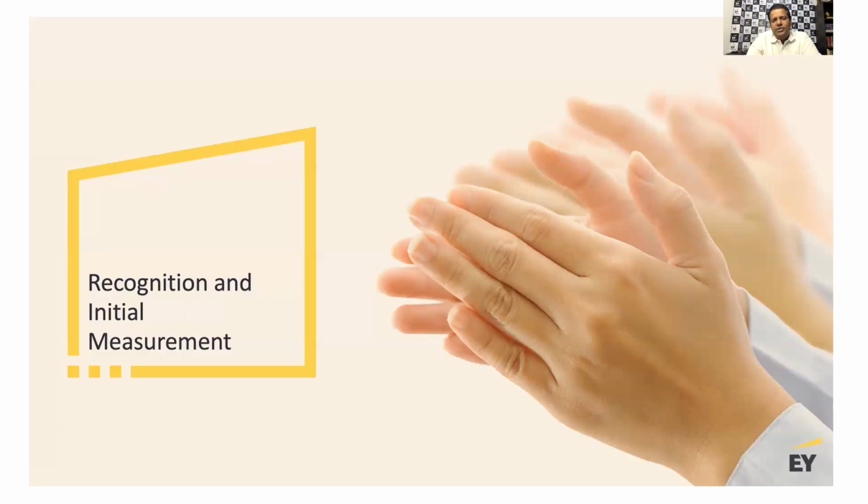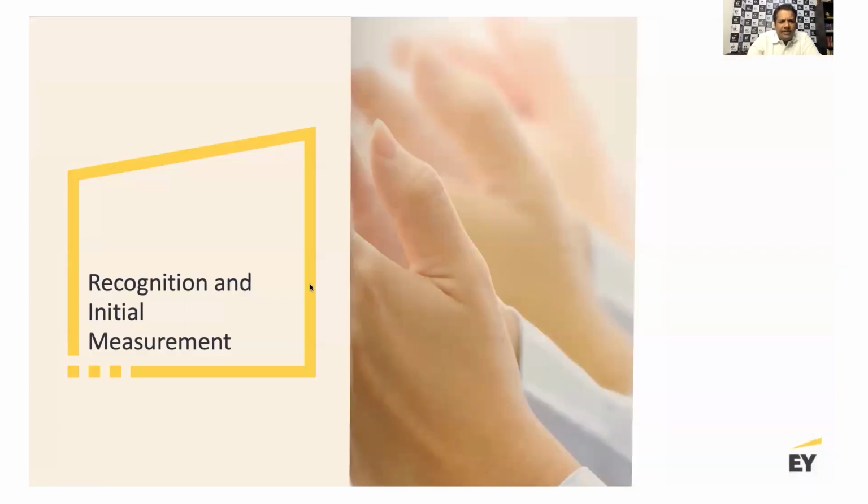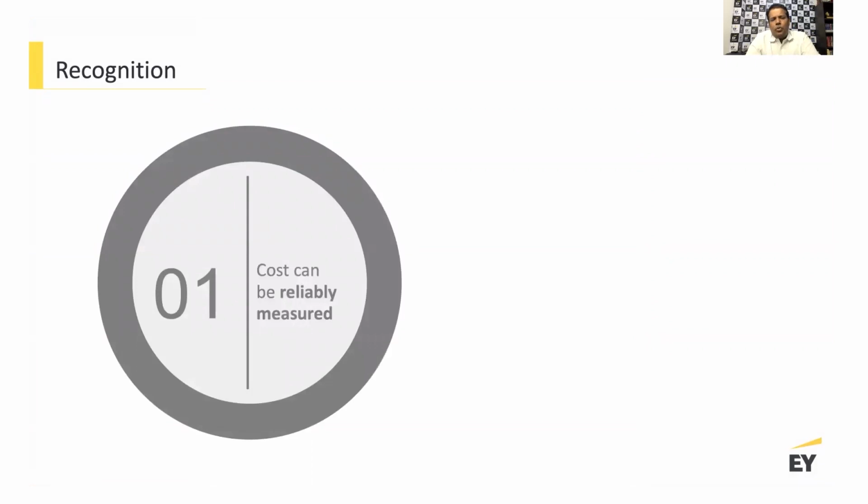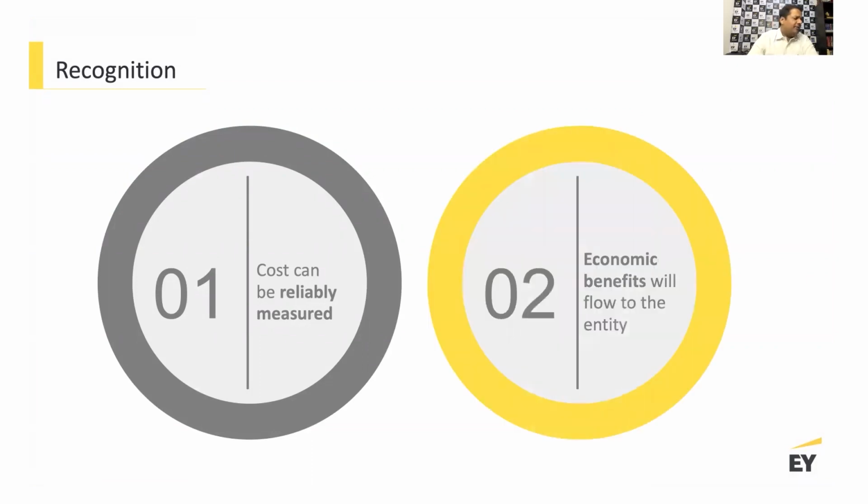How do you measure each of the expenditures which you have incurred in relation to such an asset, whether they qualify for capitalization or not, is what we aim to cover and discuss as part of this section. So when you look at the recognition part, the most important principle is that the cost can be reliably measured. That's the first question you need to understand, and then whether the economic benefits of the cost which you have incurred will flow to the entity or not. If, for example, I've incurred certain cost, but there's no benefit which will flow to me as part of that cost, then essentially it doesn't qualify as a property, plant, and equipment.